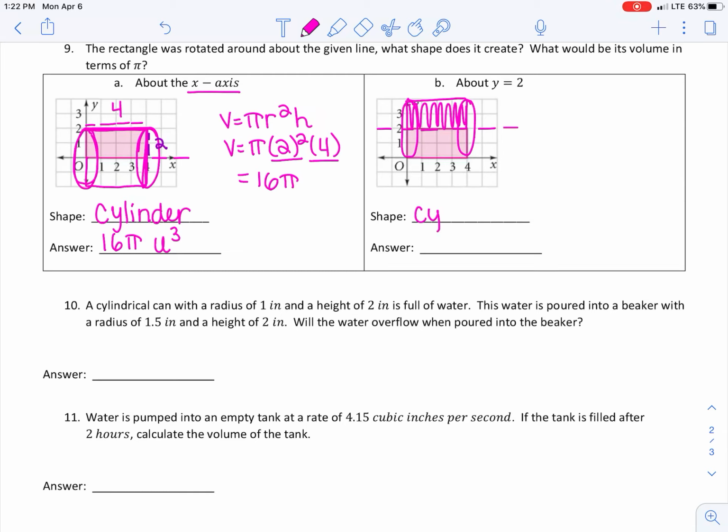So we still have a cylinder, which is going to be common with these types of questions. You're going to have a cylinder most of the time. So we have a cylinder, and we need to find the height. So we're saying 1, 2, 3, 4 units. So we have a height of 4, and we have a radius of 1.